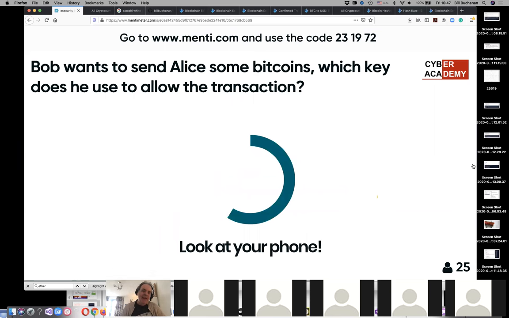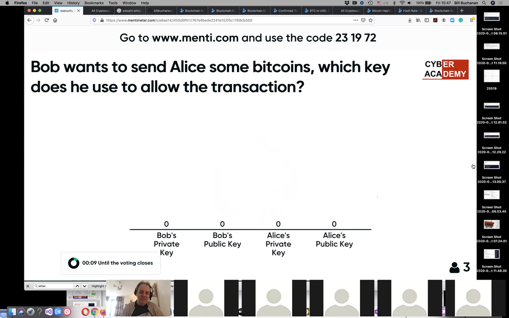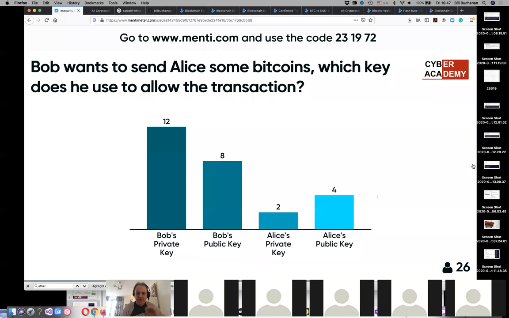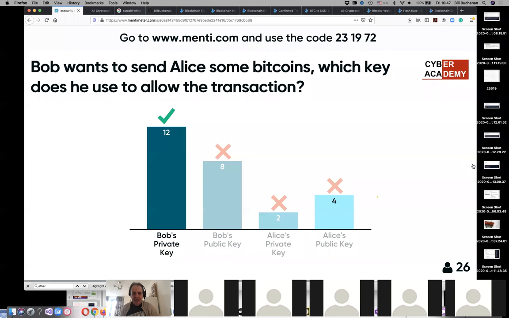Bob wants to send Alice some bitcoins. What key does he use to allow the transaction? His private key, his public key, Alice's private key, or Alice's public key? He uses his private key to make sure that only that key will allow the transaction.